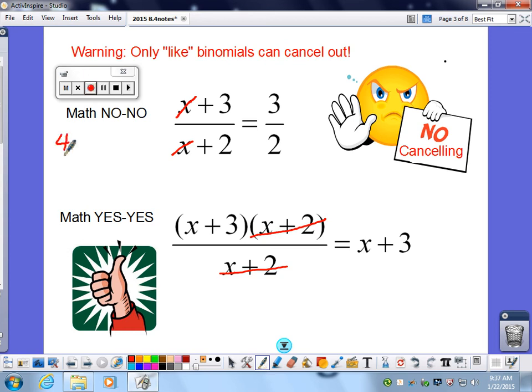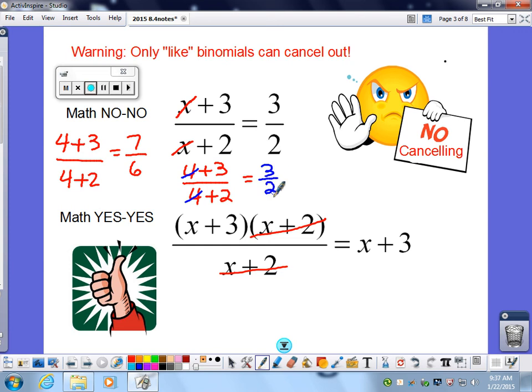Let's go 4 plus 3 over 4 plus 2. So we know that's going to be 7 over 6. Now let's try to do this math no-no and show you why it's wrong. I got 4 plus 3 over 4 plus 2. If you try to cancel out the 4's here, you're going to end up with 3 over 2. Well, 3/2 doesn't equal 7/6. So you see it doesn't work with a number, therefore it's not going to work with an x.